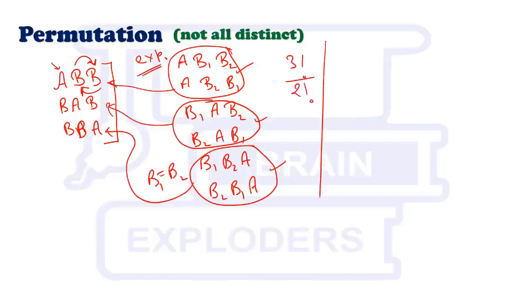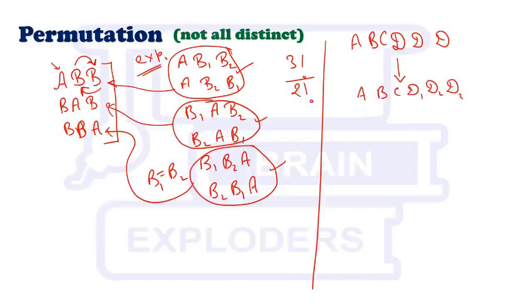Let us see one more illustration. Suppose here we have A, B, C, D, D, D. We have to find the total number of permutations of these letters. So for some time, suppose that these D's are different. They are D1, D2 and D3. If we assume that these are different, this time we have 6 letters and hence 6 factorial permutations are possible.